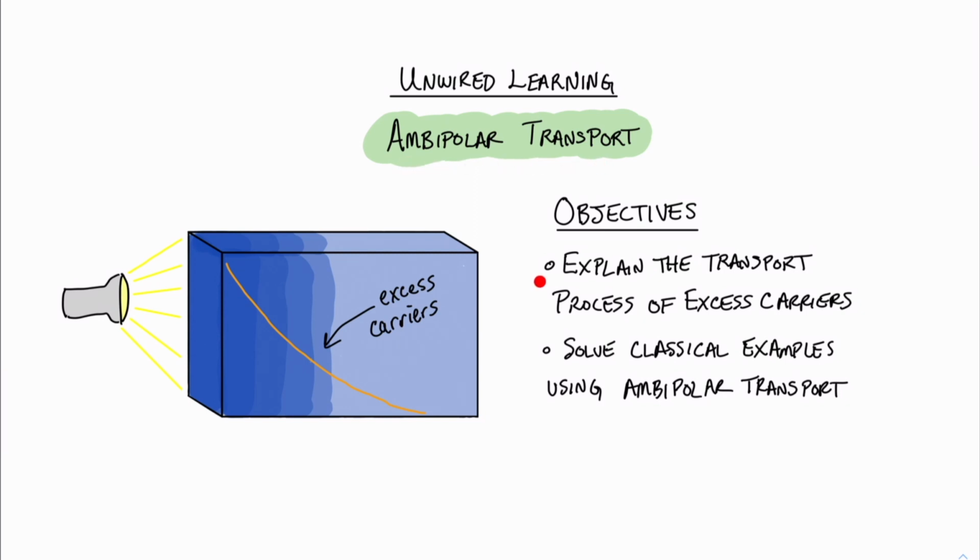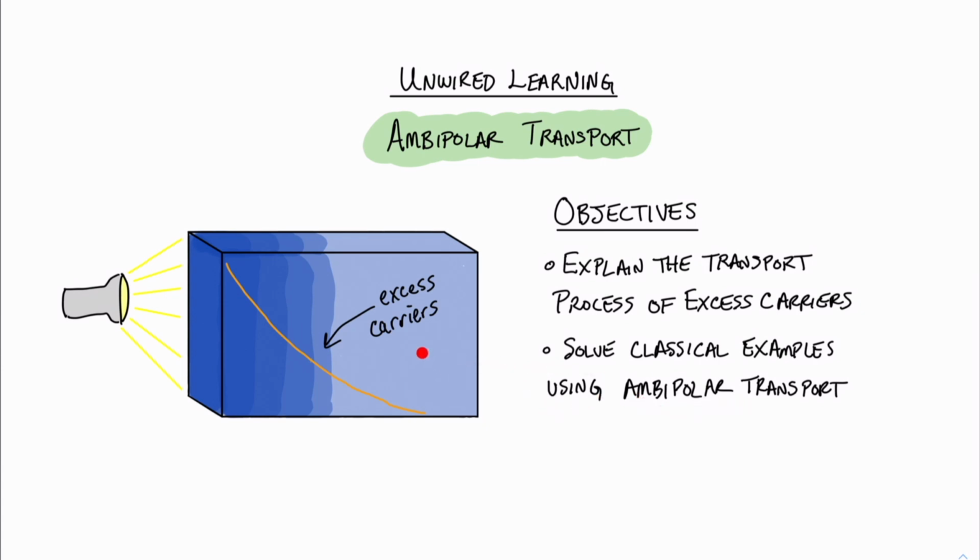We're going to explain the process of ambipolar transport. In particular, ambipolar transport is applicable to what we call excess carriers, the carriers above and beyond the thermal equilibrium values that we have previously used for things like drift current and diffusion current. And at the end of the video, we're going to solve a classical example of ambipolar transport.